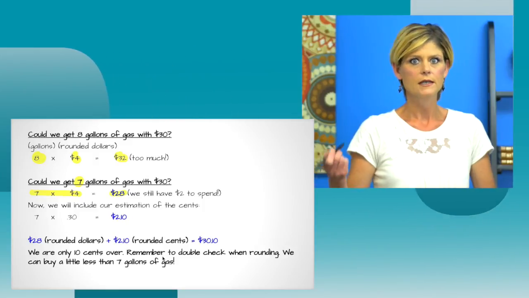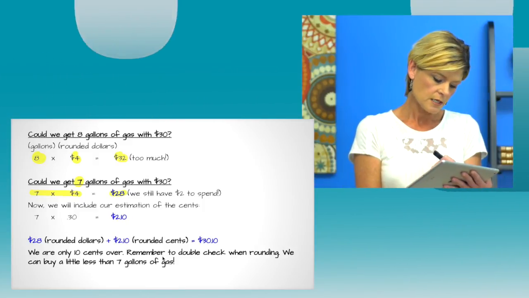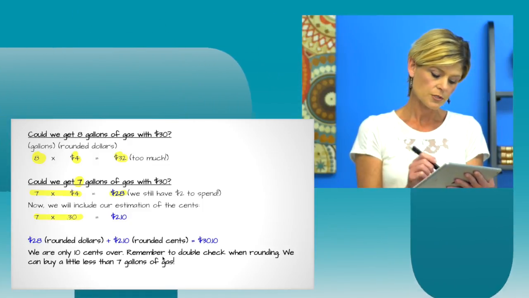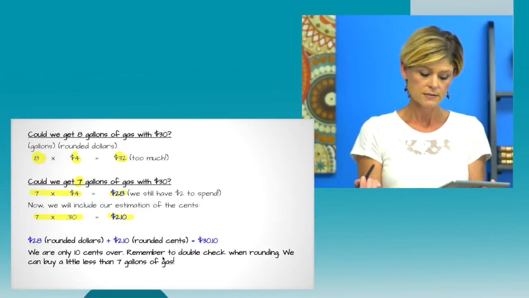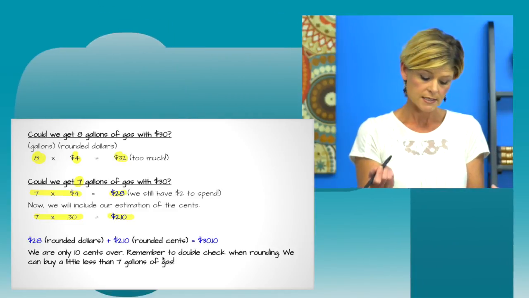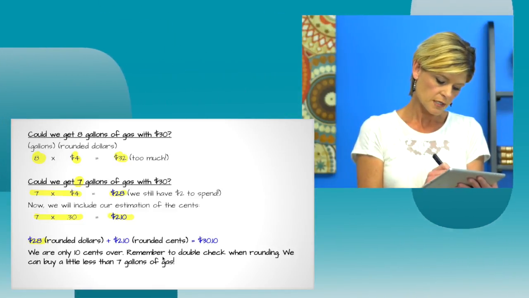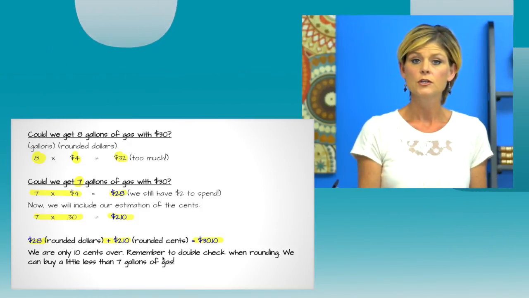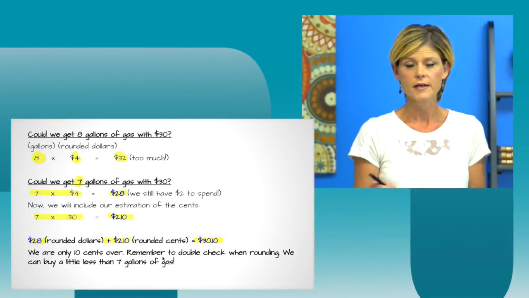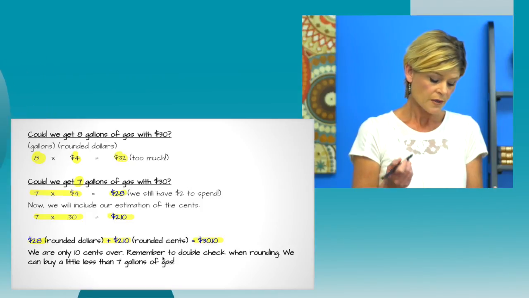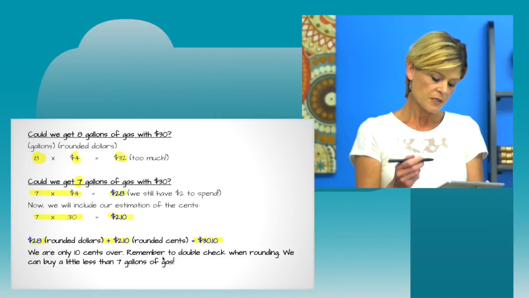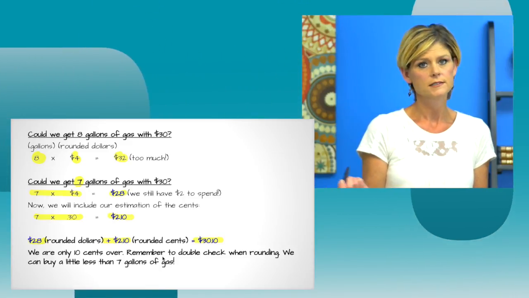So what do we do with that? I know, let's look at the change. Let's look at the cents. So let's include our estimation of the cents with the 7 gallons, and we say 7 times 30 cents would be $2.10. So now what you would do is add the $28 to the $2.10, and you would get $30.10. Now we are 10 cents over, but that's awfully close. So now you can see how estimating could be really helpful in the real world. Just remember that you always want to double check when you're rounding because you don't want to go over. So using this problem, we would be able to buy a little less than 7 gallons of gas.